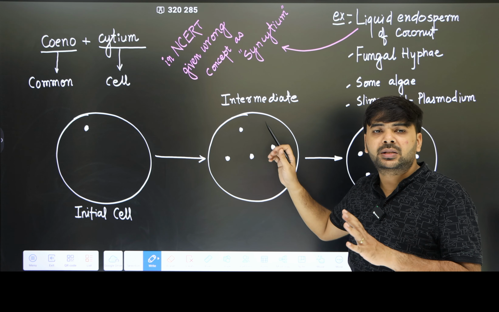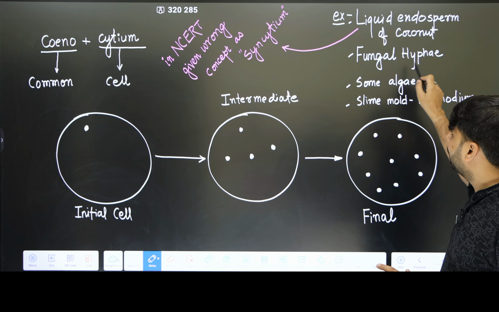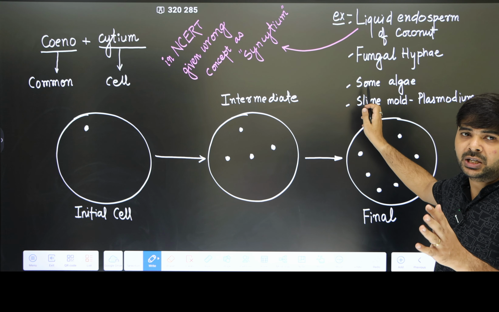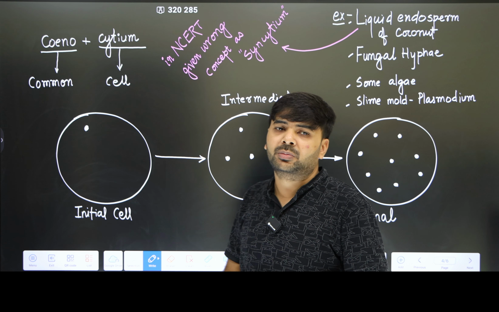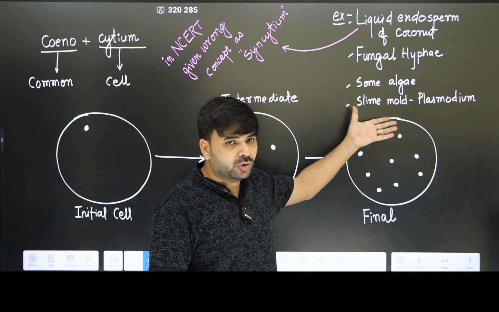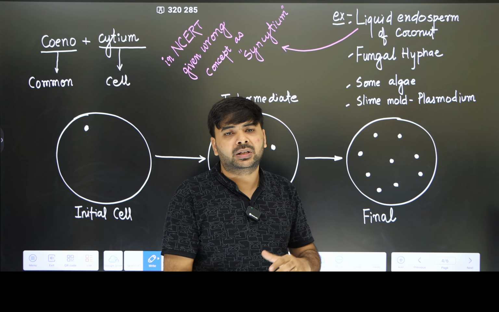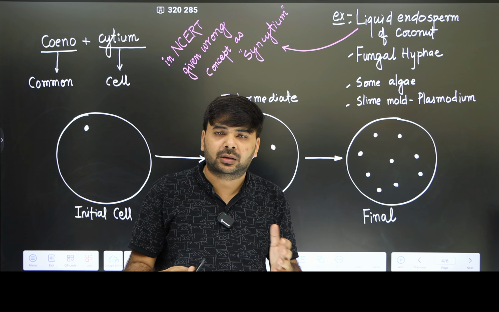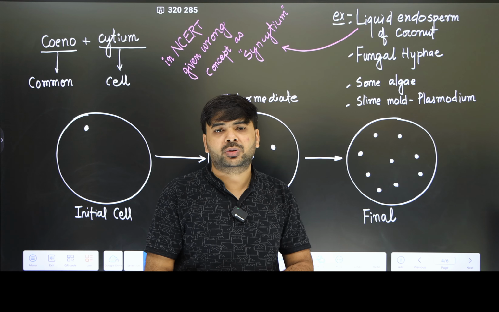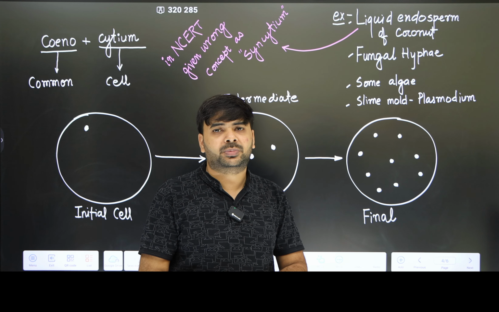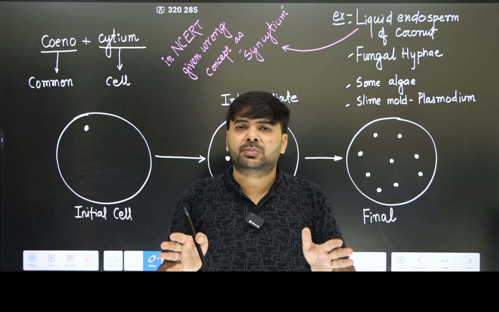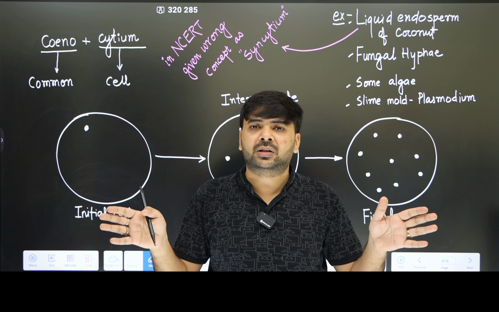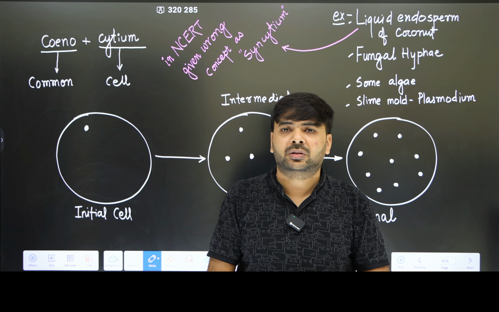Syncytium is wrong, it is coenocytium. Fungal hyphae are also coenocytium. In some algae, you will get coenocytium-like conditions. In the slime mold plasmodium, in some stages you will get coenocytium. So students, these two words are not the same. Yes, both are multinucleated, but they are two different concepts, two different words. Thank you, students.